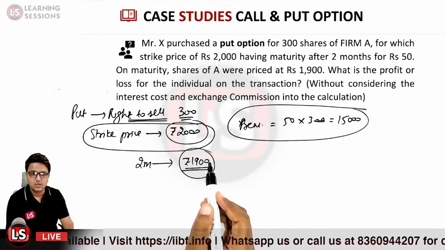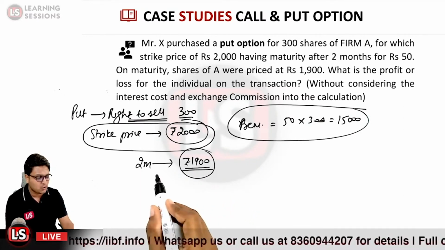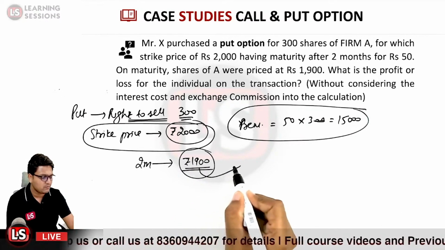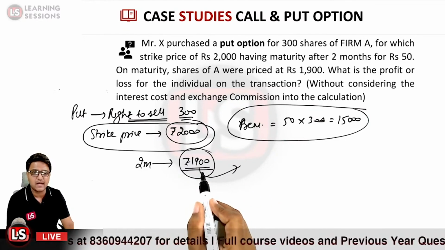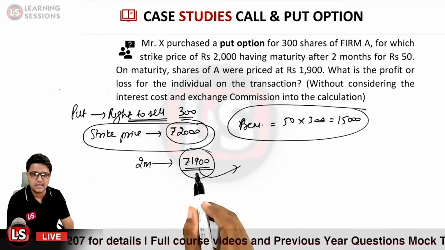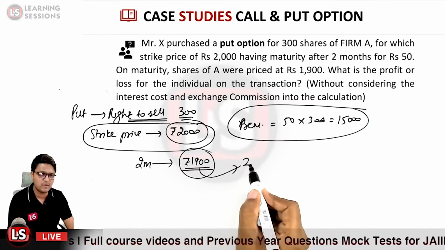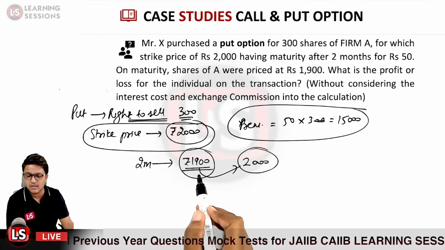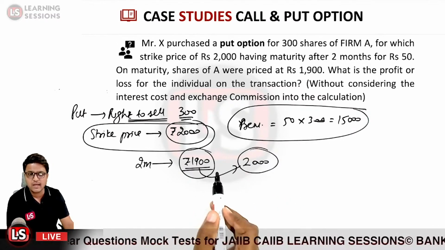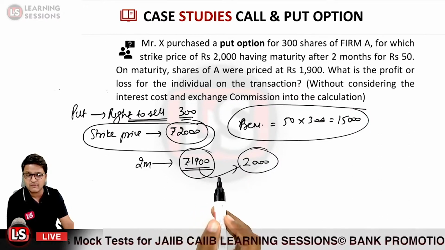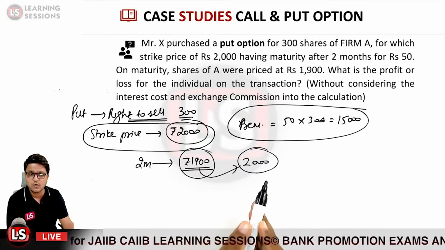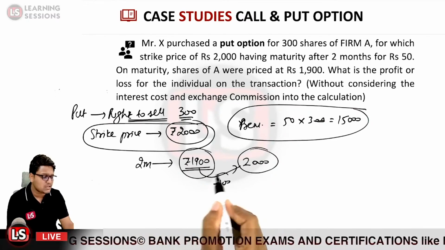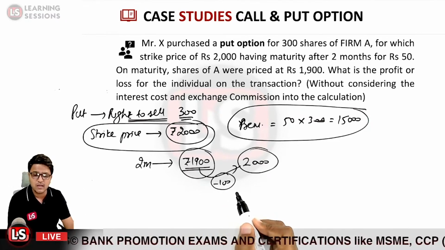So what will we be doing? After the 2 months, we will be purchasing the shares at the listed price of rupees 1900, and we will be selling these for rupees 2000. Is it clear? Because the market is giving these shares to us for rupees 1900, whereas we are under a contract where we have a right to sell these shares for rupees 2000. So the difference per share is 100 rupees. For each and every share, we are earning 100 rupees.